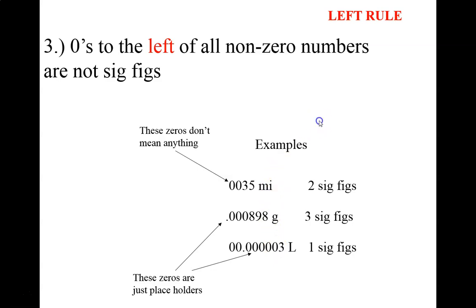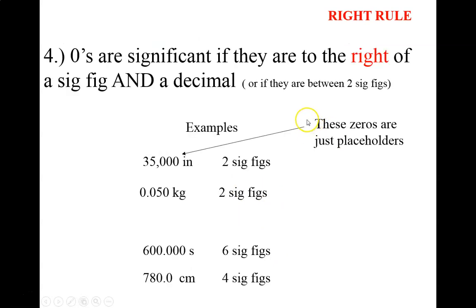Now this rule, well, they're all important, but this one is a little easier to screw up. Zeros to the right of a number and a decimal. If a zero is to the right of a sig fig and a decimal place, then it's a sig fig. So in this case, these zeros are to the right of a sig fig, but they're not to the right of a decimal place, which means they're just placeholders. These two zeros, according to the left rule, are not significant.